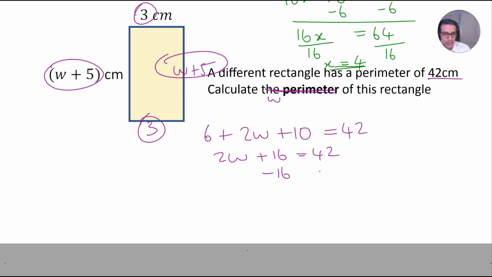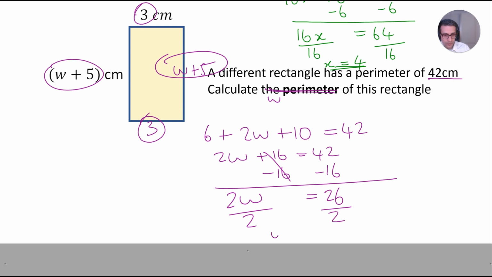I'm going to take away 16 from both sides. That's going to give you 26. And then that's 2W. And then we're going to divide by 2. Divide by 2. W equals 13.